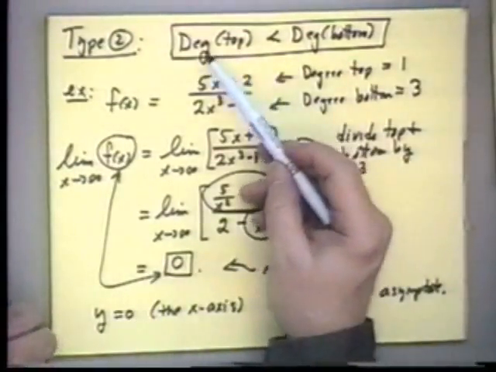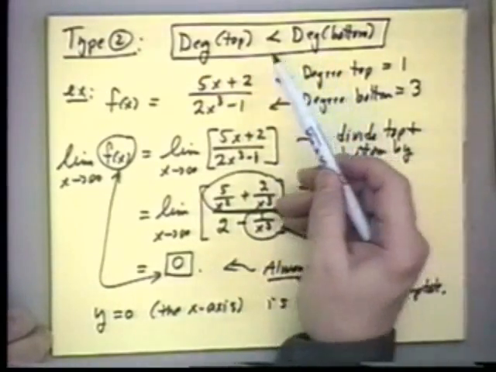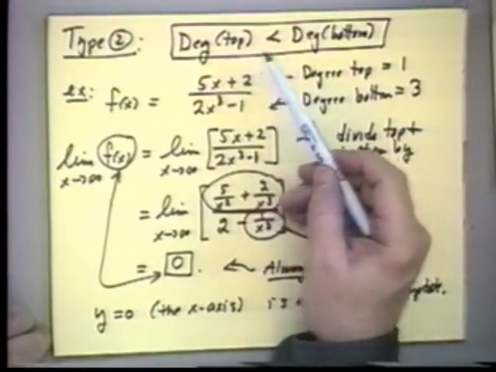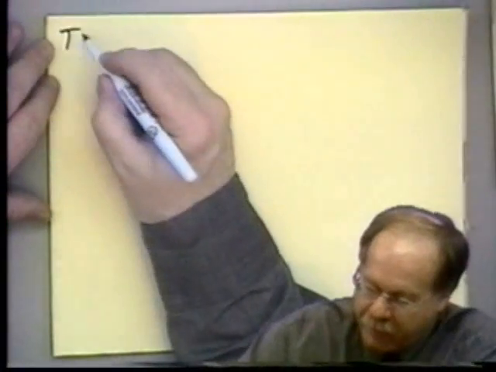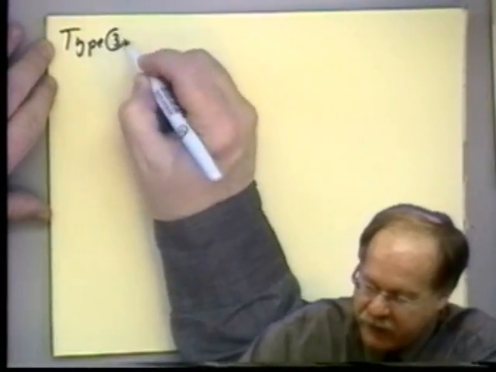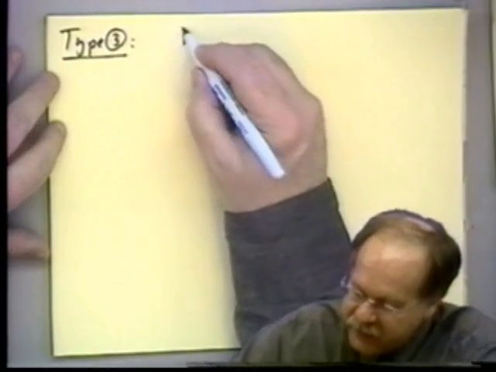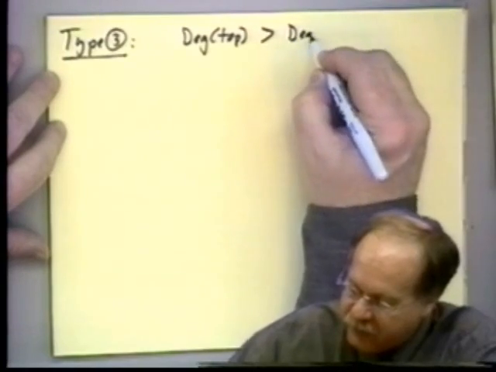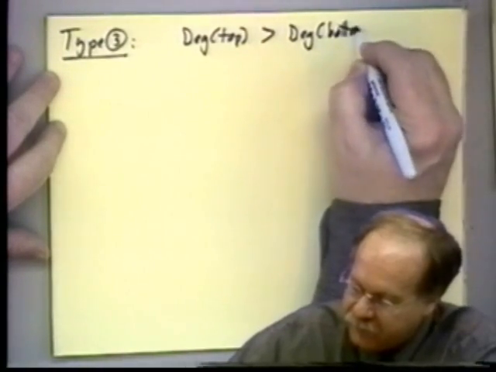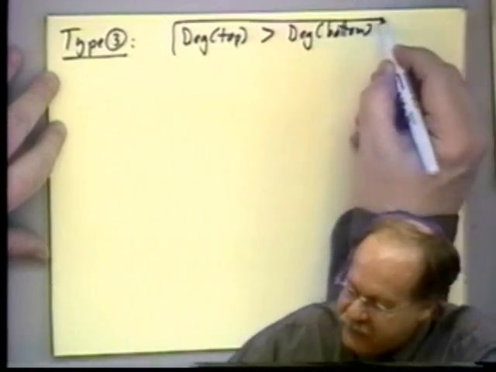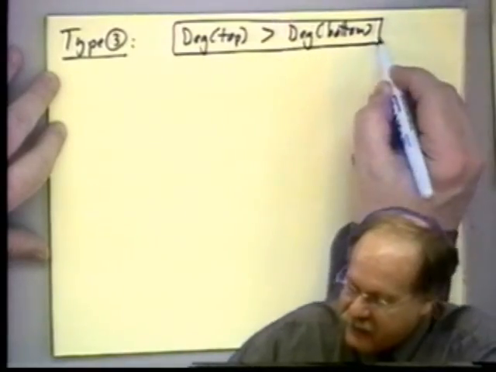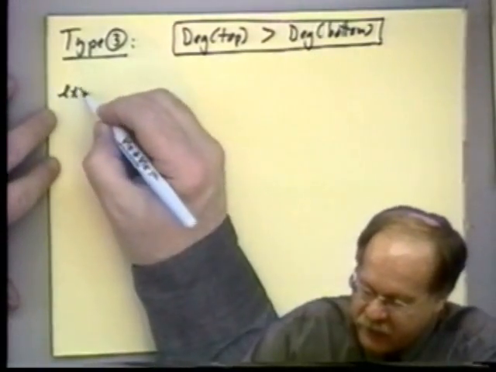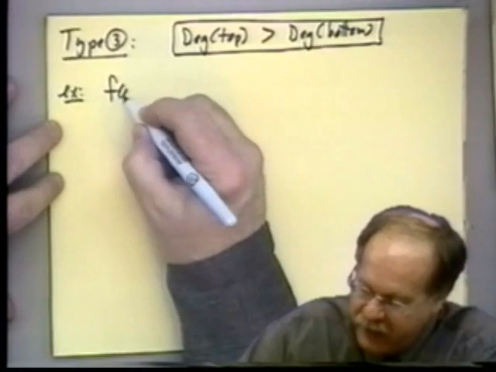All right, now we've dealt with the case where the degrees are the same. That was the previous one. Here, where the degree of the top is less than the bottom, well, there's only one more case. Let's take a look at it. And I'm calling this one type 3, of course. This is the case where the degree of the top is greater than the degree of the bottom.